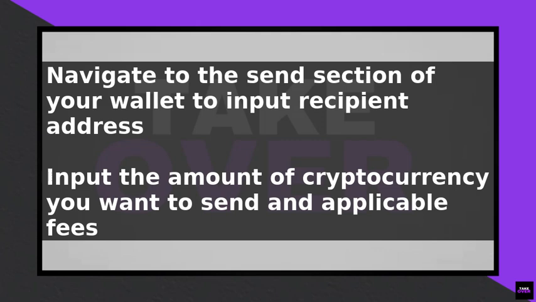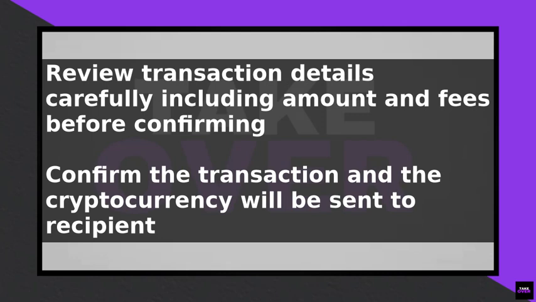Once you have entered the recipient's address and the amount, review the transaction details carefully, including the amount, the address, and the fees. If everything looks correct, confirm the transaction, and the cryptocurrency will be sent to the recipient's address. It is essential to note that cryptocurrency transactions are irreversible, so double-check the address before confirming the transaction.